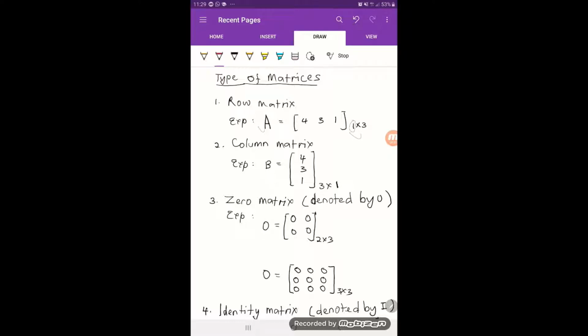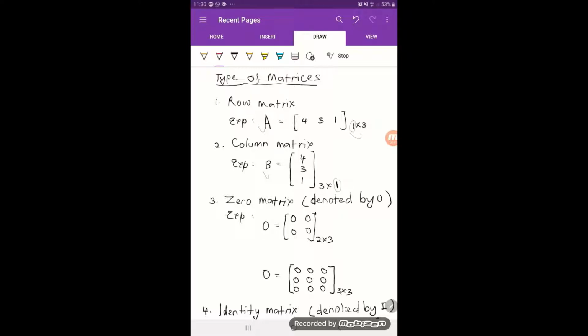And then the next type is the column matrix. A column matrix is a matrix that has only one column. Example, matrix B. The order of matrix B is 3 times 1. You can see here the number of columns is 1.